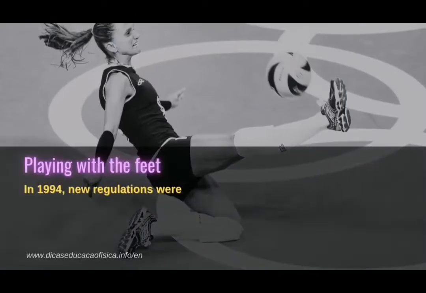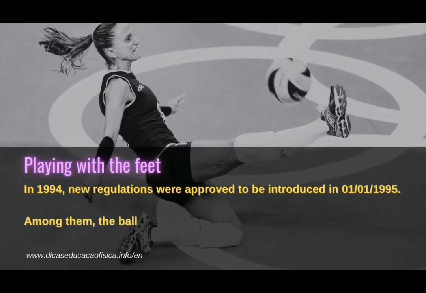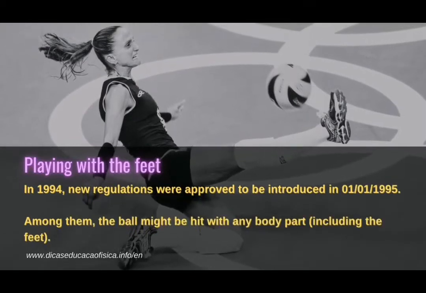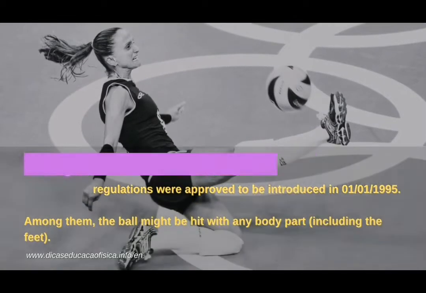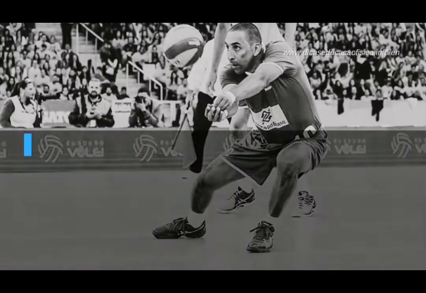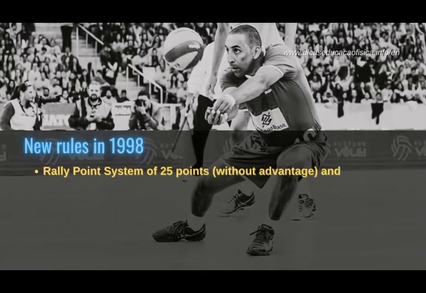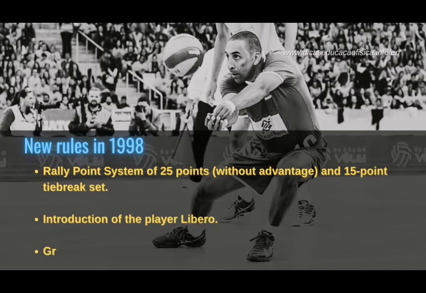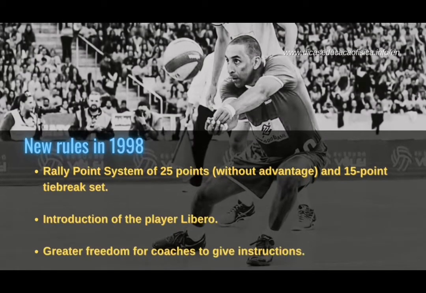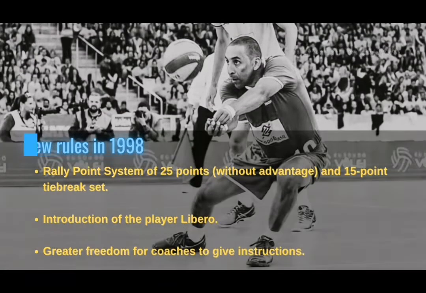Playing with the feet. In 1994, new regulations were approved to be introduced on the 1st of January 1995. Among them, the ball might be hit with any body part, including the feet. New rules in 1998: rally point system of 25 points, without advantage, and 15-point tiebreak set. Introduction of the player libero. Greater freedom for coaches to give instructions.